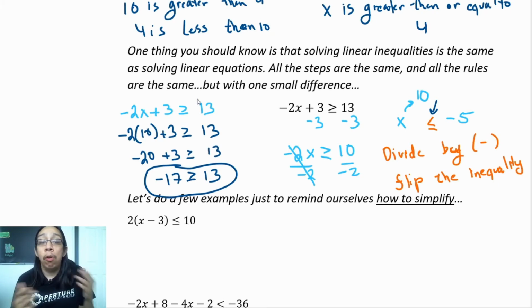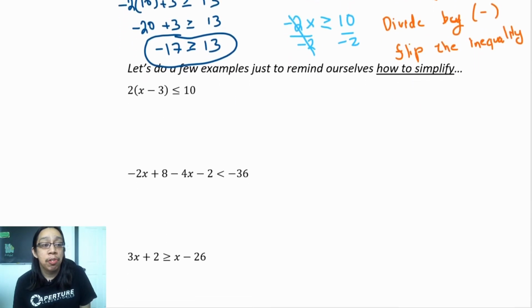Besides that, all of the rules that we know about solving linear equations will work. So just to build up our confidence here and just to see if that's true or not, let's do a couple of examples that we can use our simplification techniques on. So here's the first example.